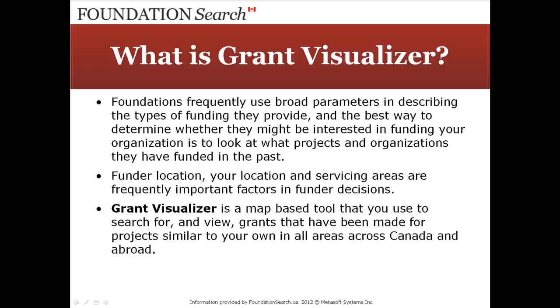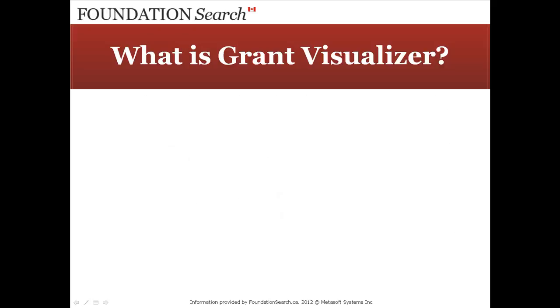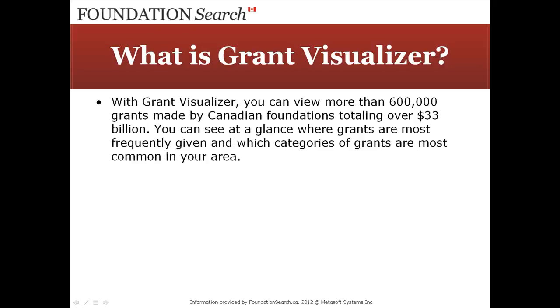Grant Visualizer is a map-based tool that you use to search for and view grants that have been made for projects similar to your own in all areas across Canada and abroad. With Grant Visualizer, you can view more than 600,000 grants made by Canadian foundations, totaling over $33 billion. You can see at a glance where grants are most frequently given and which categories of grants are most common in your area.